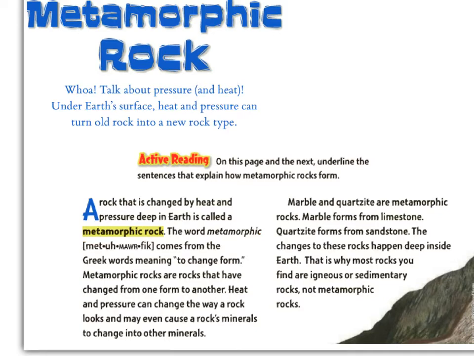Heat and pressure can change the way a rock looks and may even cause a rock's minerals to change into other minerals. Marble and quartzite are metamorphic rocks. Marble forms from limestone. Quartzite forms from sandstone. The changes to these rocks happen deep inside the earth. That's why most rocks you find are igneous or sedimentary rocks, not metamorphic rocks.